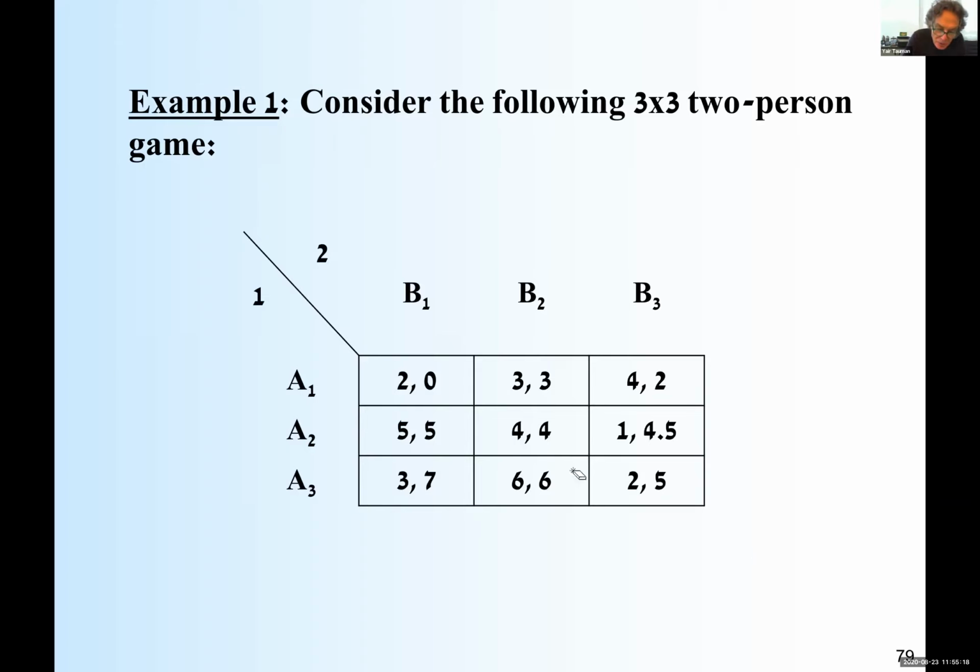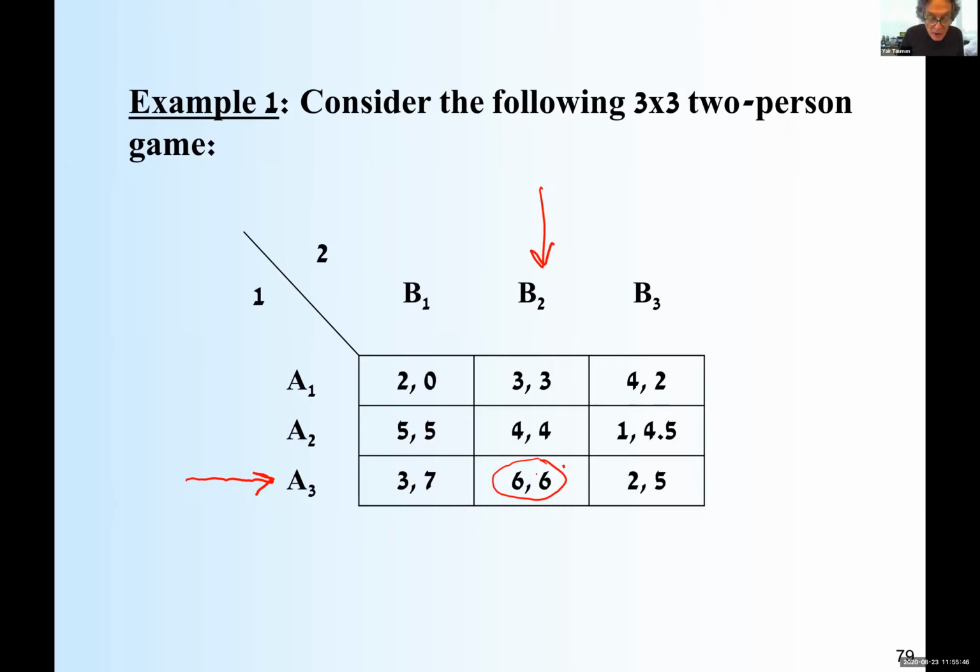This looks to me very attractive. How to get the 6-6? If I play A3 and you play B2, then we get 6-6. So let's make an agreement. I'll play A3 and you play B2. We shake hands. Would we keep or fulfill the agreement?